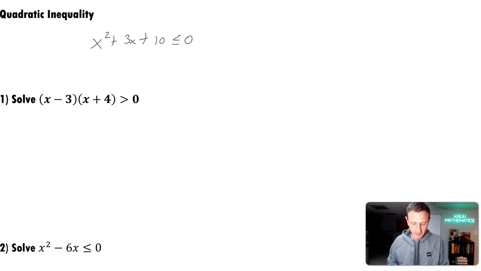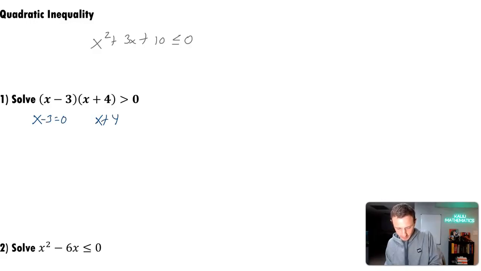If x minus 3 times x plus 4 is greater than 0, we want to see our region. So I want to take each factor and set it equal to 0. I'm going to set x minus 3 equal to 0 and x plus 4 equal to 0. So we're solving that equation. That's going to be adding 3 to both sides, so x equals 3. I'm going to subtract 4 from both sides, so x equals negative 4.